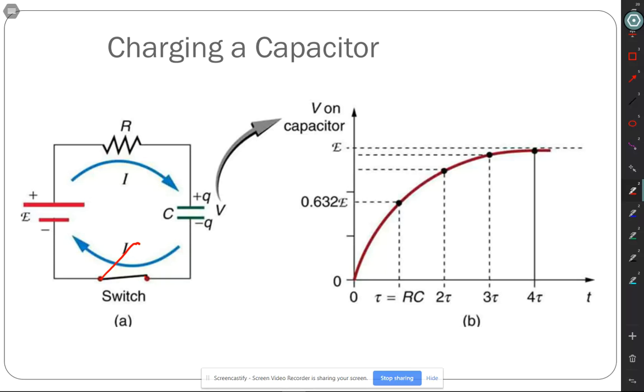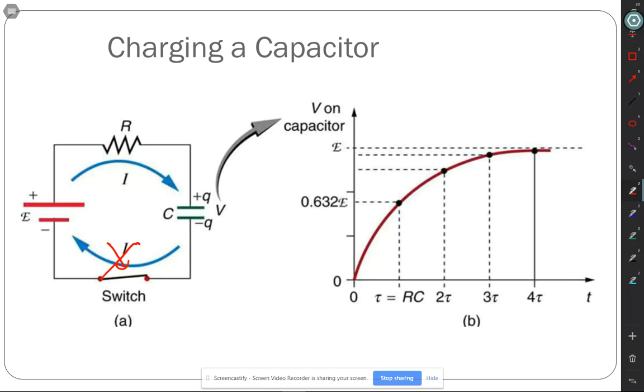When the switch is closed, I have a complete circuit, and current can start to flow. Let's suppose I start with that capacitor completely discharged. The charge on the top and the bottom are both 0, so plus Q and minus Q are both 0. The instant I close that switch, current is going to start to flow.